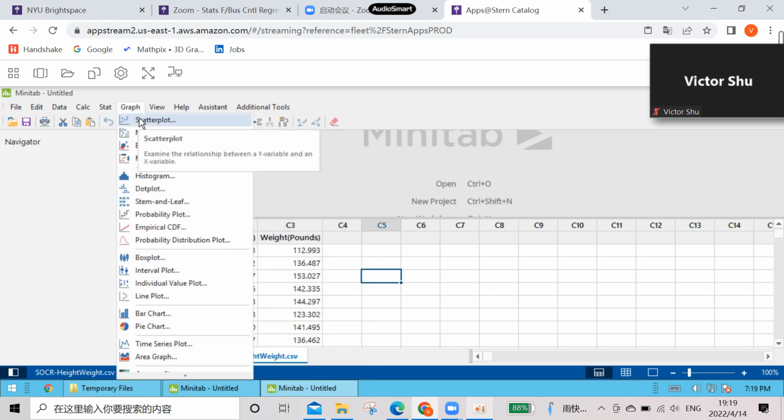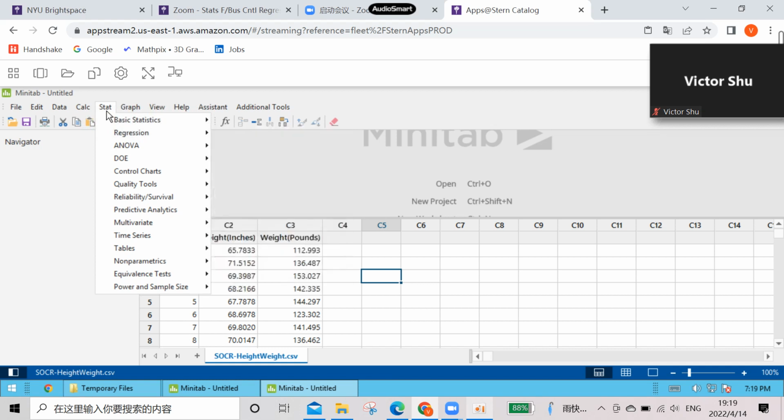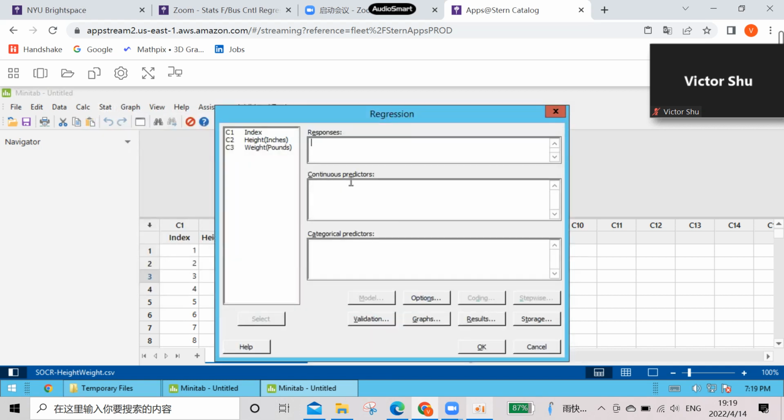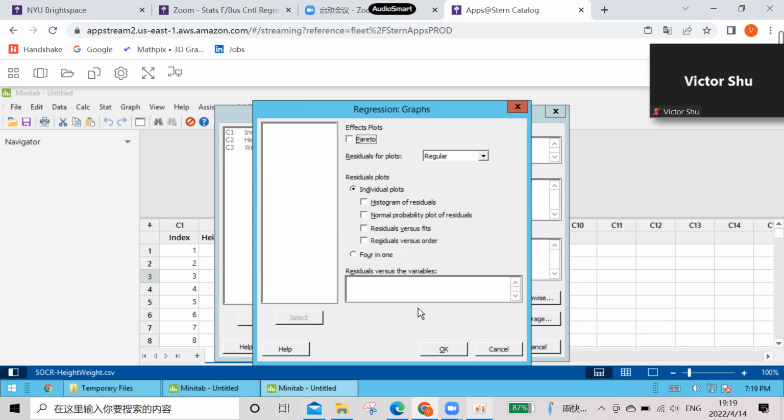Again, what I do: Stat, Regression, Fit Regression Model. My response is weight, predictors is the height. And here there's an icon, Graphs. You can click on it, and then it says residual plots. I can create a 4 in 1, which means I will have all of those 4 residual plots in my output.